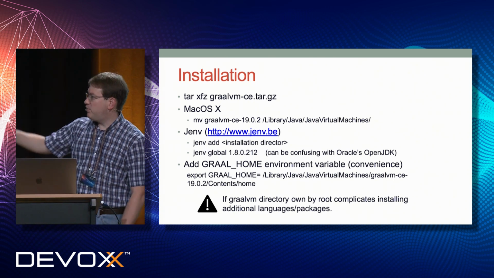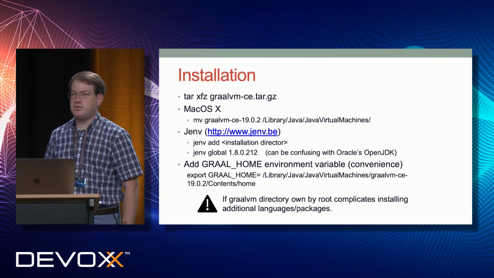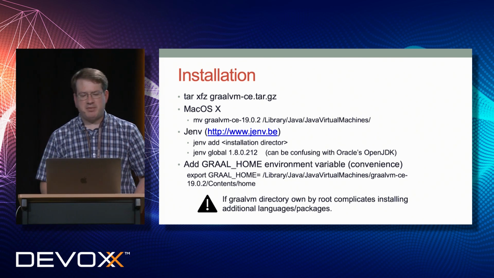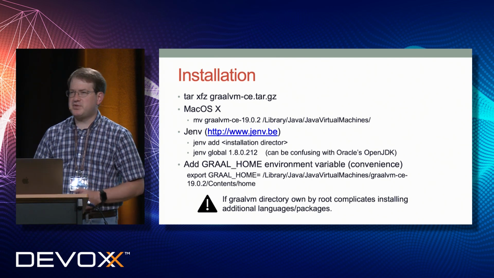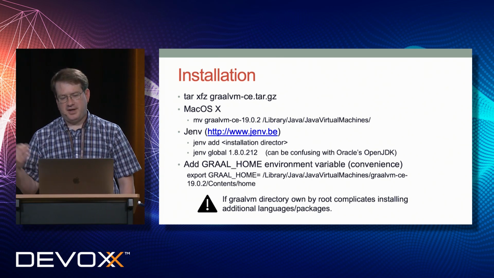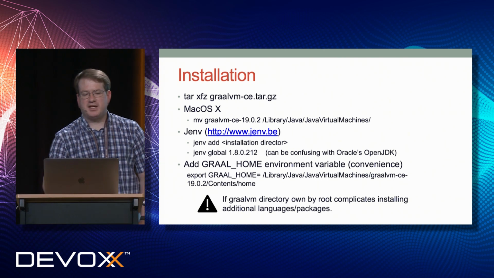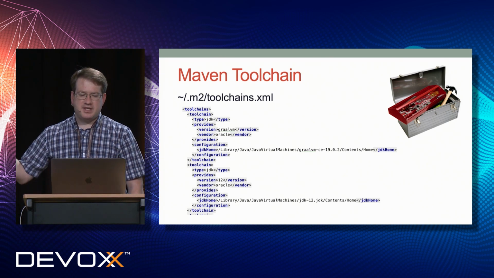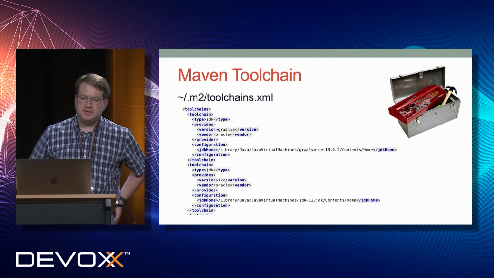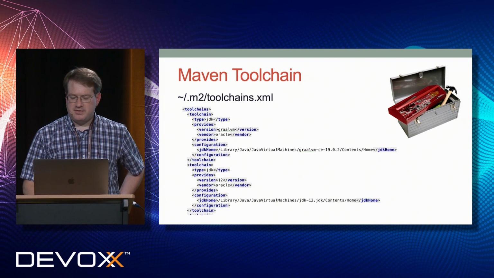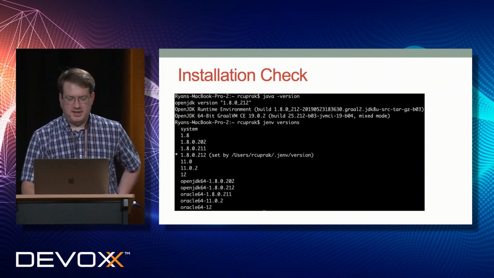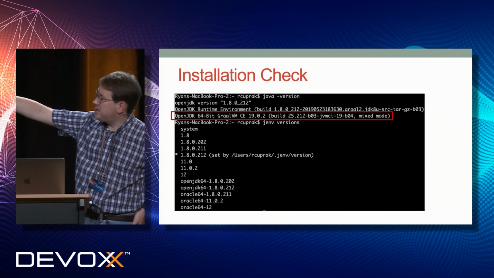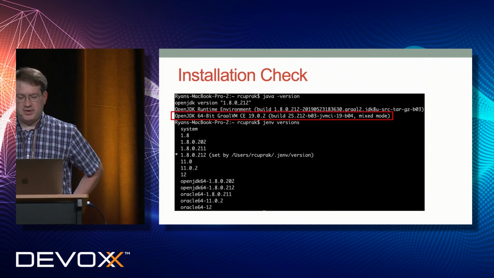The one caveat that I would point out is to avoid installing it as root, because when you install additional languages on top of it, if it's installed as root, then that becomes a little bit tricky in terms of trying to get the packages down. And the error messages can be a little opaque at that point. The next thing after you download it and install it, if you're using Maven, is to set up your Maven toolchain to specify the Graal location for it. And then once you have it, you can verify the installation. So it looks just like an OpenJDK build. The only difference is it's going to print out, GraalVM 19.02.